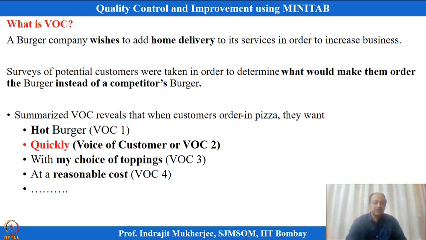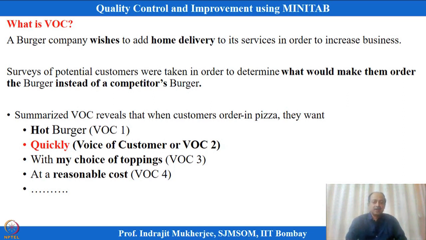So here I have mentioned some different voices. A customer may say, I want a hot burger. Whenever it is delivered, it should be hot. They can say, I want it very quickly. That is also a voice. They are not giving any specification here, they are just mentioning that they want it very quickly. Then they can talk about the choice of toppings they prefer. And finally, the cost should be reasonable, not very high. So these are the 4 voices. There can be n number of voices when we are doing home deliveries, so we can add more voices here.